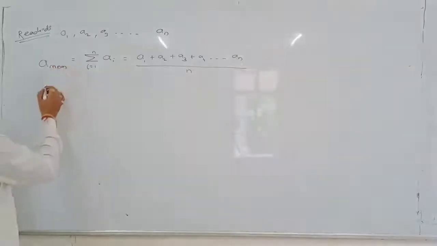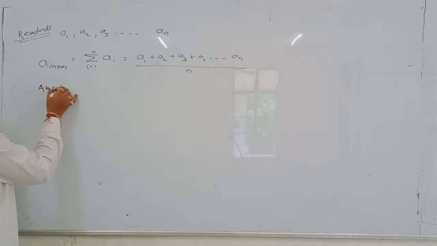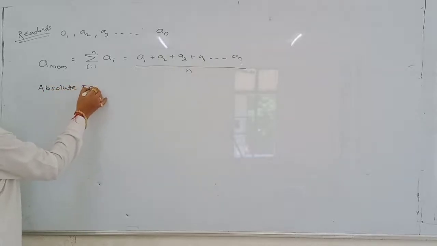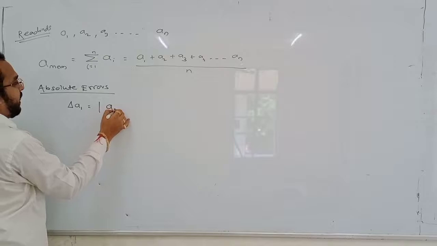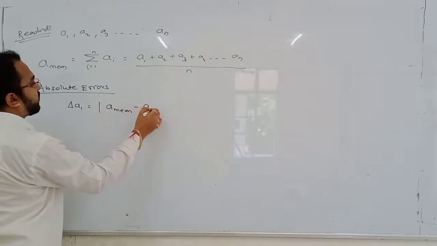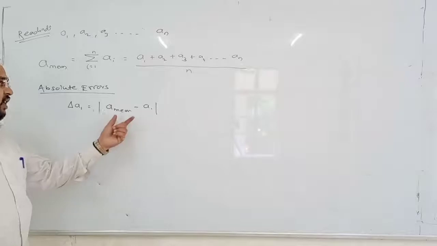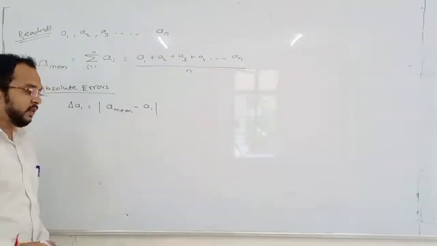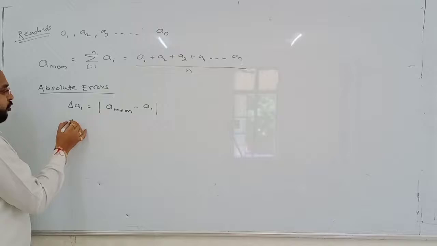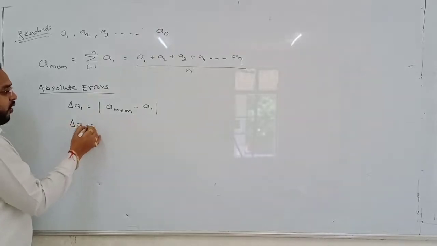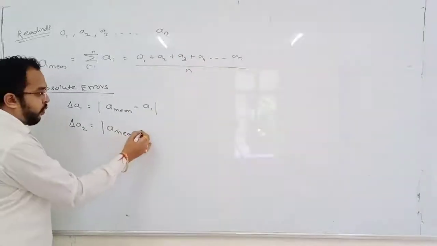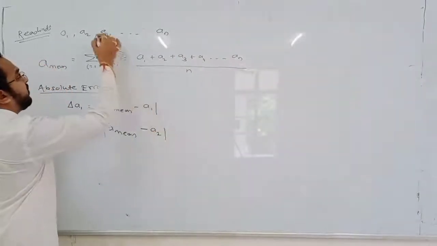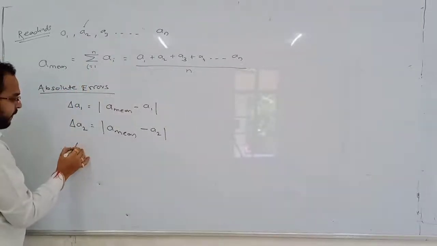So, absolute errors. delta A1 म्हणजे काय, modulus of A mean minus first reading. मॉड्युलस म्हणजे काय, याच्या आतमध्ये निगेटिव्ह जरी आलं तरी आन्सर पॉझिटिव्ह असायचं. ॲब्सोल्यूट एरर हा फर्स्ट ॲब्सोल्यूट एरर. देन ॲब्सोल्यूट एरर ऑफ सेकंड रीडिंग म्हणजे काय, actual value minus measured value. This is the measured value of second experiment.